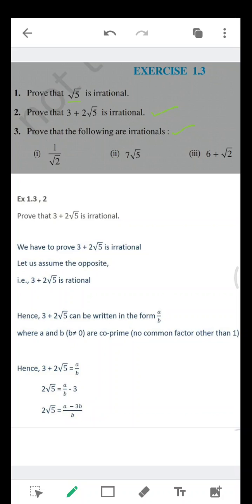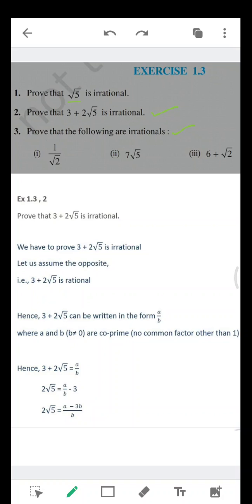We have to prove that 3 plus 2 root 5 is irrational. So we follow the same procedure, that is the contradiction method, which I explained to you in the last session. In the contradiction method, we assume the opposite. So we have to prove 3 plus 2 root 5 is irrational, so we'll assume 3 plus 2 root 5 is rational.